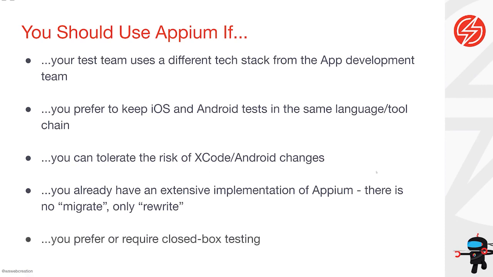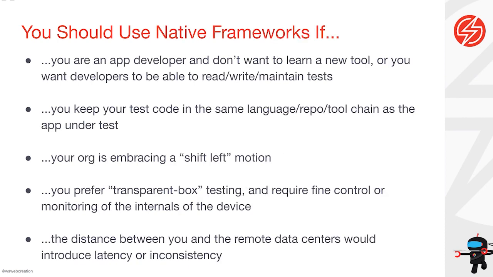So the other thing is closed box, black box testing. You can't really see inside the application or the app if you are running a native app on a device through Appium. Also, once again, network latency. It's a big deal.